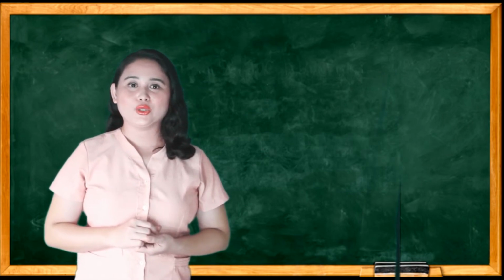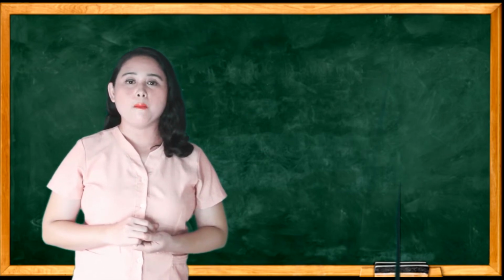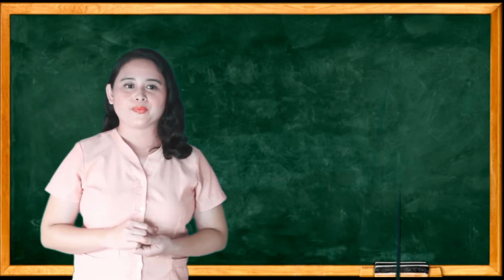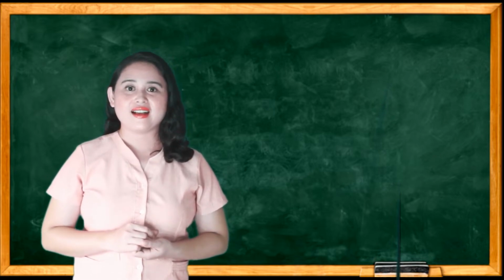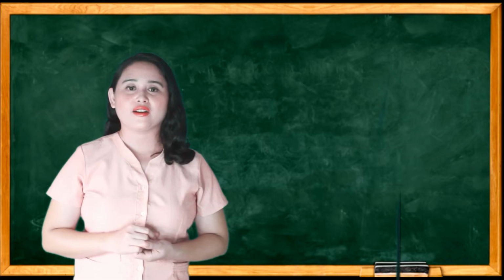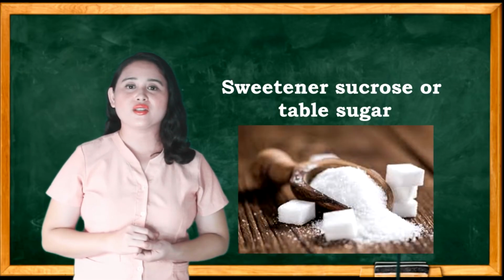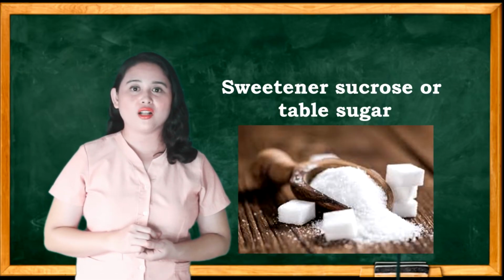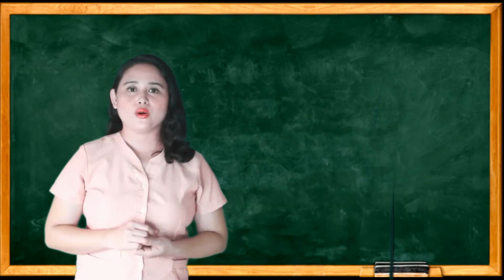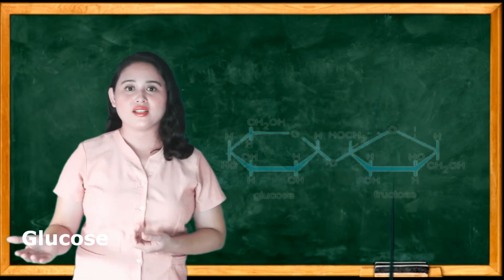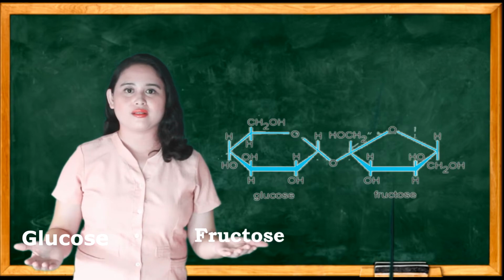Disaccharides are two monosaccharides bonded to each other. The monosaccharides are linked through an ether group. A common example of a disaccharide is the sweetener sucrose, or table sugar. Sucrose is formed by glucose and fructose.